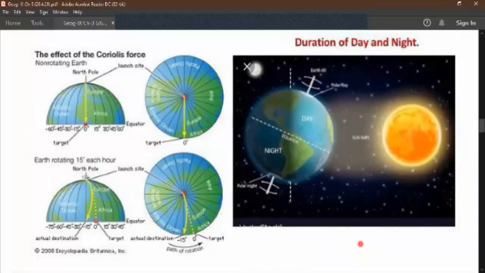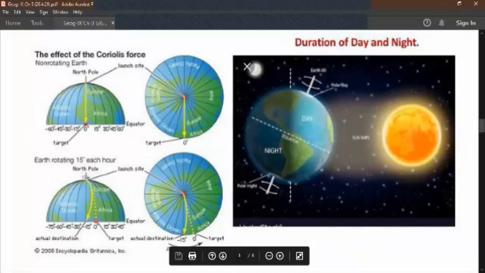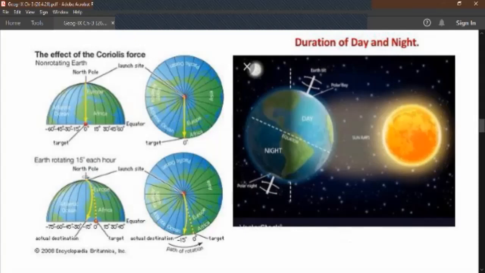Number 6, the speed of rotation has created a centrifugal force resulting in a bulge in the middle, that is at the equator, and flattened at the poles. Centrifugal force appears to act on a body moving in a circular path and is directed away from the center around which the body is moving.